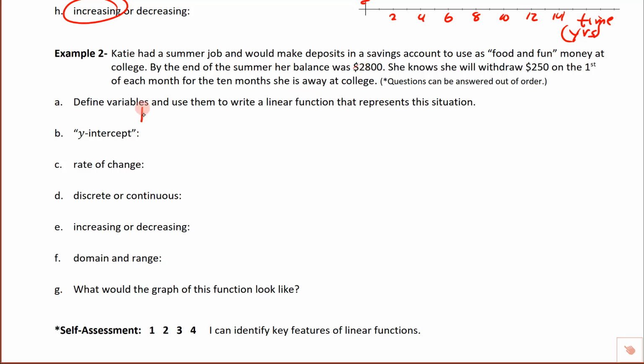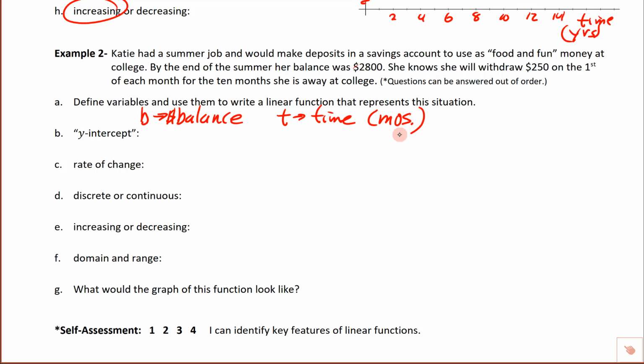So here's what I'm going to do. Let's use B for balance, and I'm going to put a $ sign on that right there. And then let's use T for time. T is going to be time, and I'm going to put MOS here. So that's time in months.